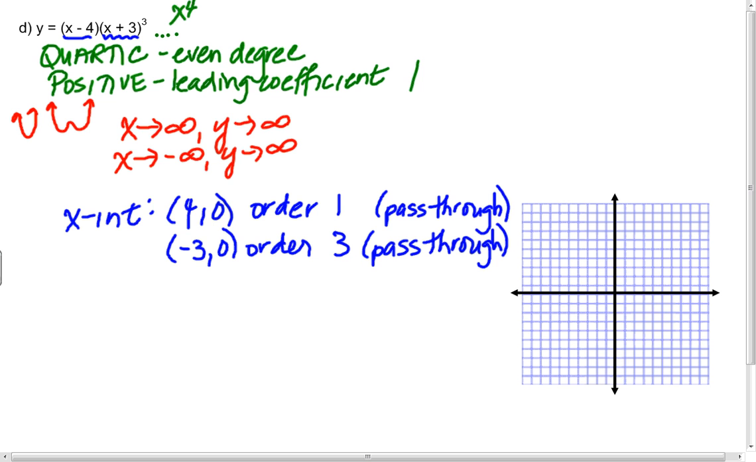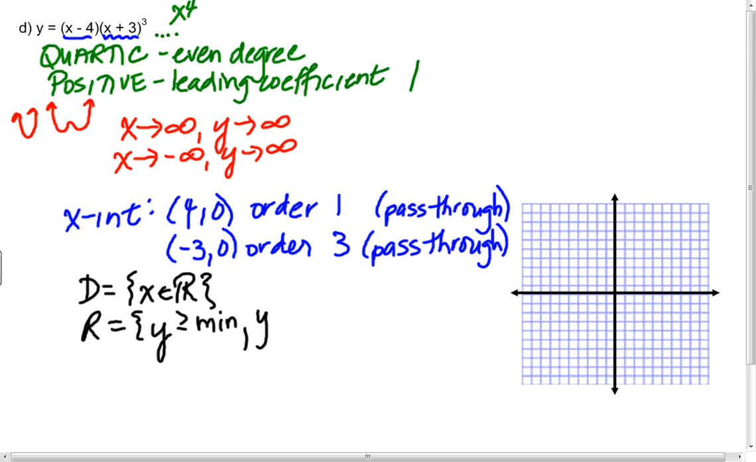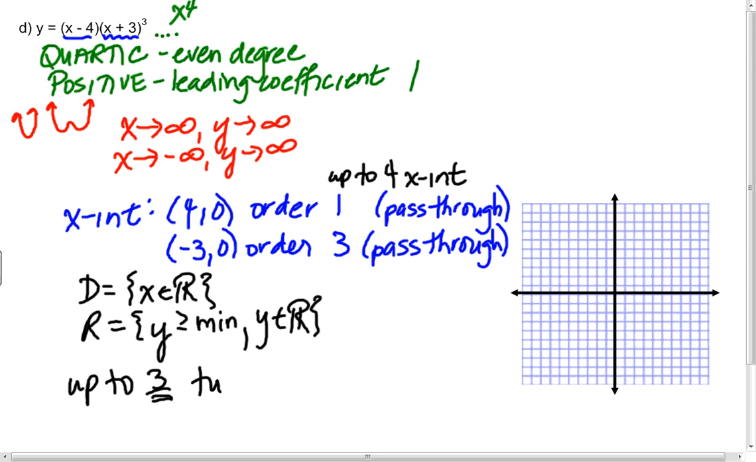We know the domain and range. The domain of a quartic that goes upward is all real numbers, but the range has restrictions that your y would have to be larger than or equal to the minimum value and be a real number. These things also help us get a sense of what it looks like. We know that a quartic has up to 4 x-intercepts. We know that it has 2. And we know that it has up to 3, always one less than the degree, up to 3 turning points.